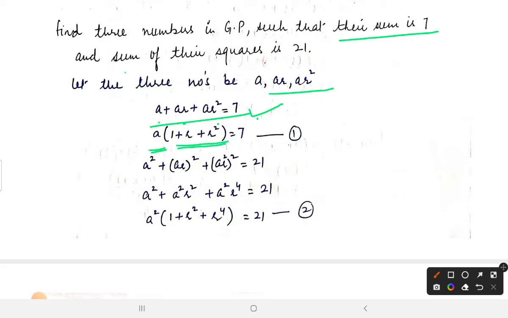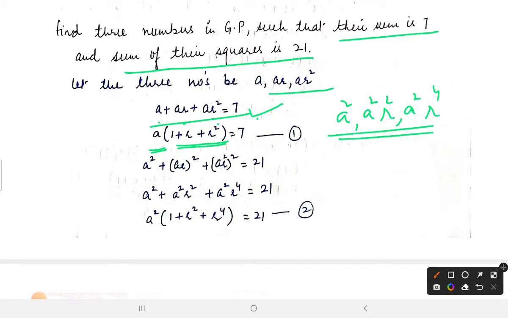Next, sum of their squares. So what will the squares be? A square, A square R square and A square R to the power 4. Let us add these, and this is equal to 21. So it is A square plus A square R square plus A square R^4 is equal to 21. Taking A square common, we have A square times 1 plus R square plus R^4 is equal to 21.